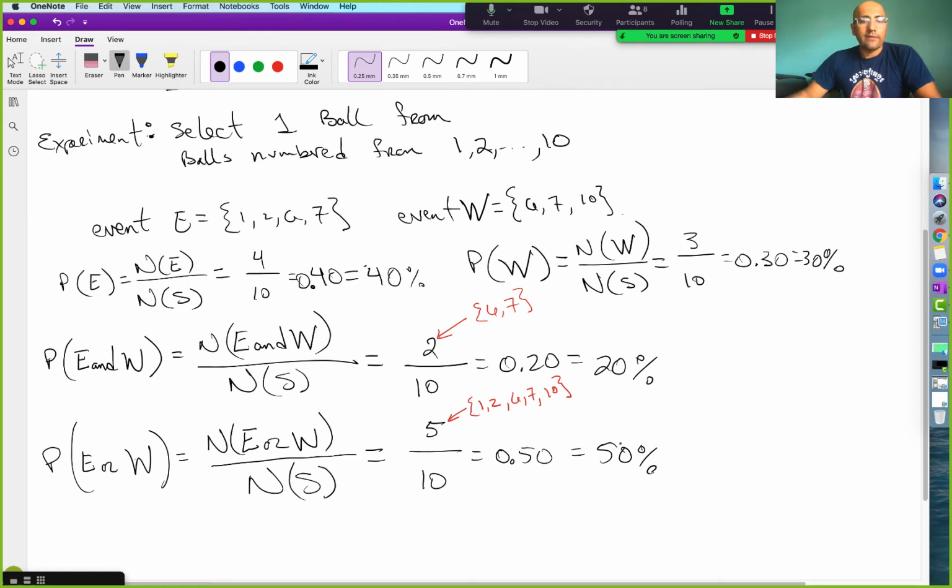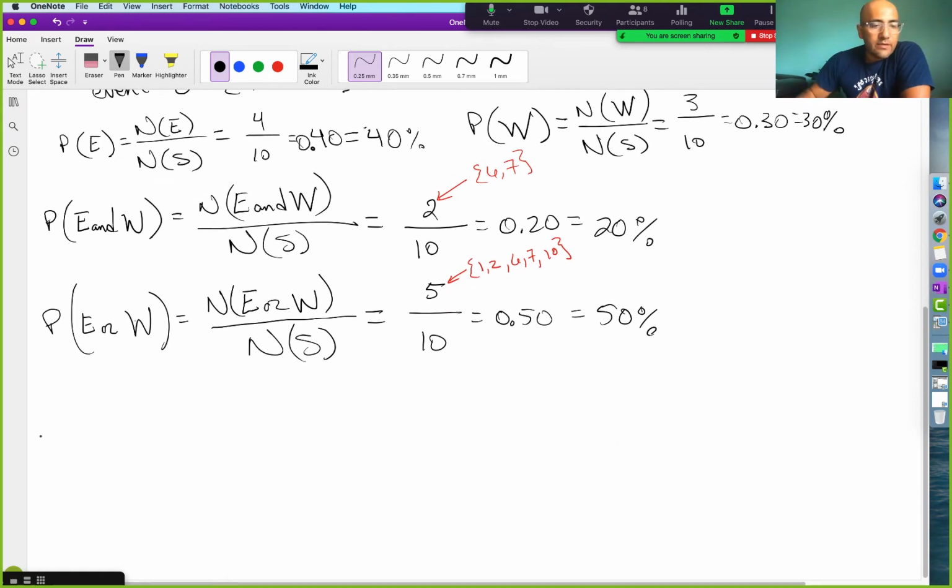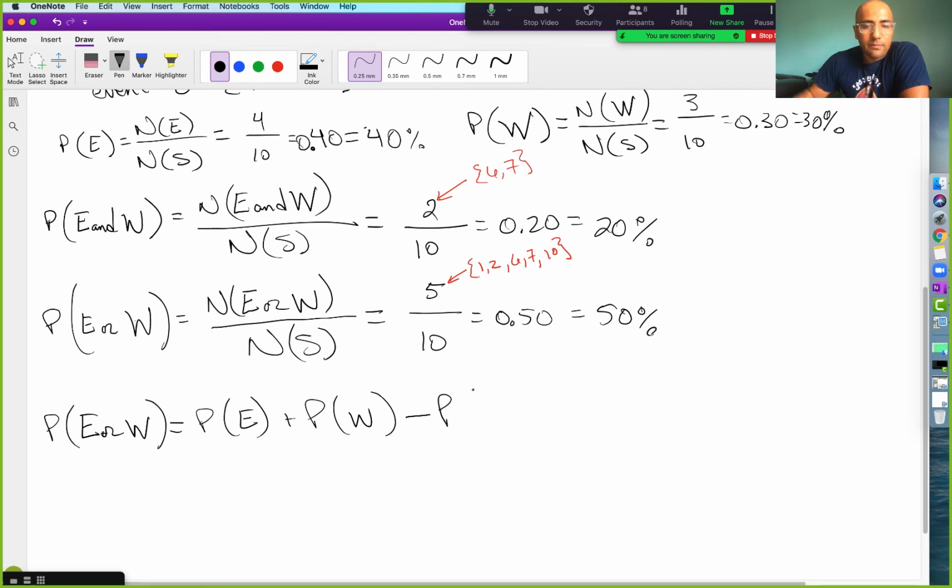Good. Okay, now we did have another way of figuring out an OR statement. Sometimes we don't have the benefit of a Venn diagram. We have to rely on our formula. And the formula says that the probability of E or W is equal to the probability of E plus the probability of W minus the probability of E and W. That's the general formula. Add them together, but then you have to subtract away the AND statement.